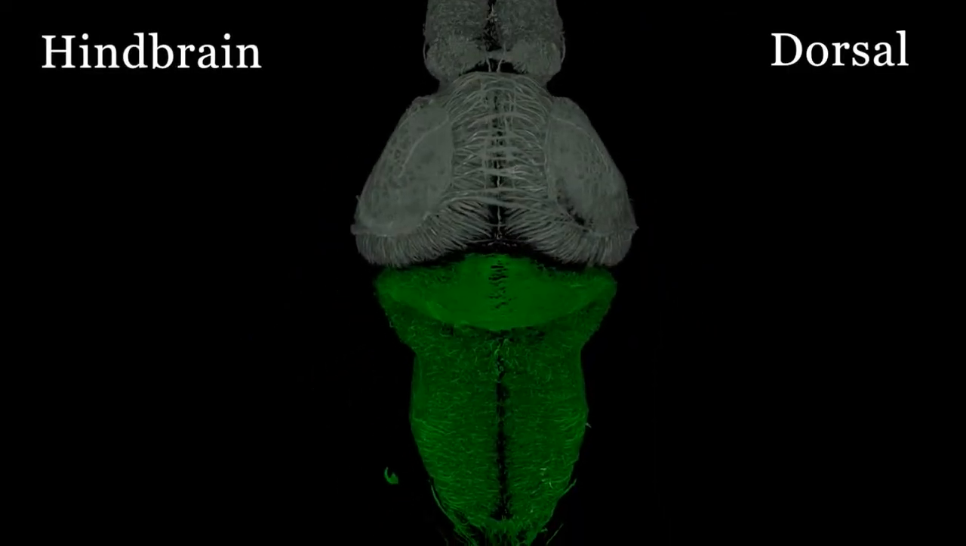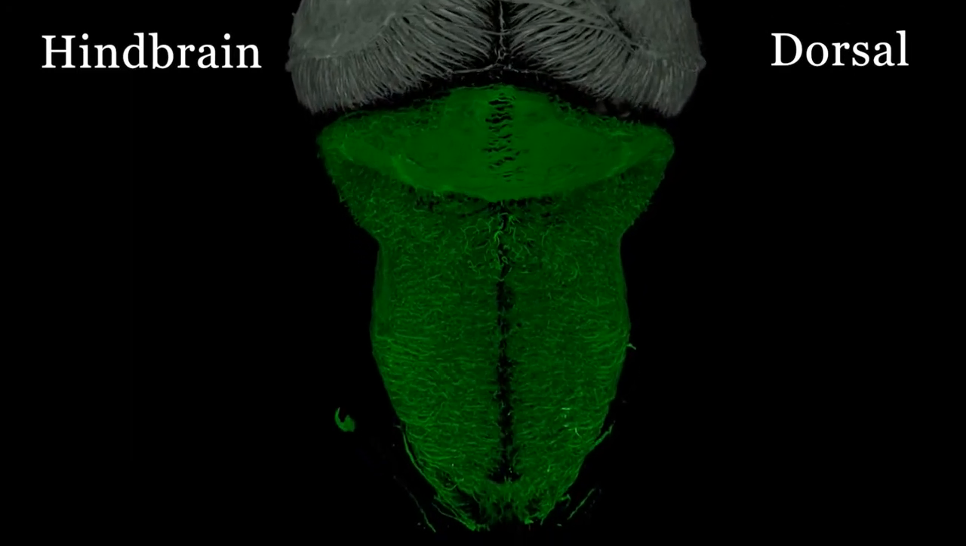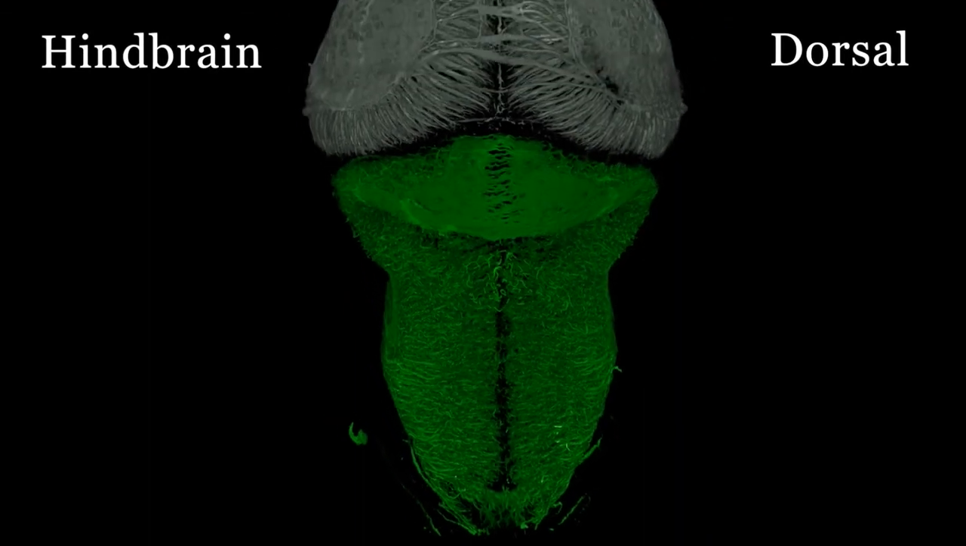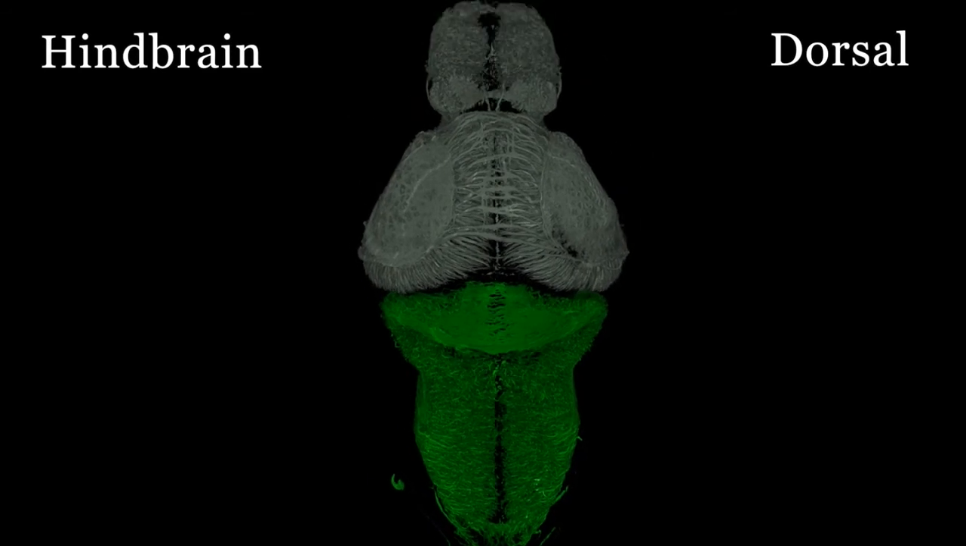The most caudal division of the zebrafish brain is the hindbrain, or rhombencephalon. From the dorsal aspect, the midbrain-hindbrain boundary clearly delineates the rostral limit of the hindbrain. The two structures that form this boundary are the optic tectum in the midbrain and the cerebellum in the hindbrain.